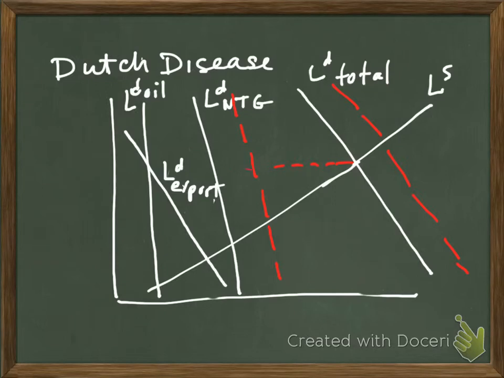So the wage used to be here, W1. The wage now goes up to W2. And as you can see, labor in the export sector, which used to be this much, now declines to this much. So there's a decrease in labor that is used in the export sector. And that's basically the Dutch disease in a nutshell.